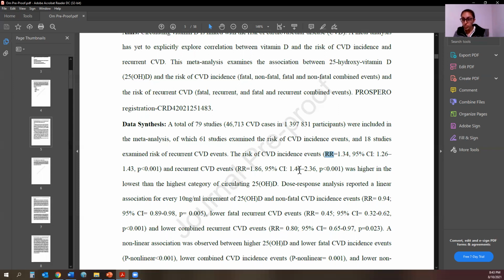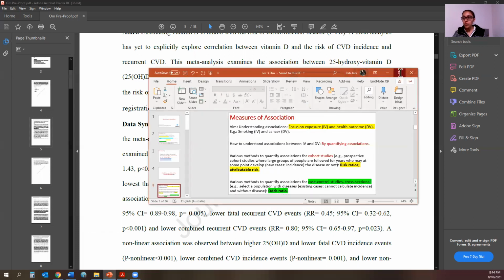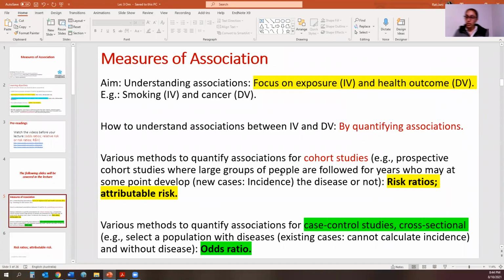So what I am trying to emphasize is that when 79 studies are using risk ratios in prospective cohort studies, meaning that is the most common type of association which is undertaken when you are trying to make an association between IV and DV in prospective cohort studies. Okay. So I hope this has added a little bit of real life context to it. All right, so that is about your risk ratios.